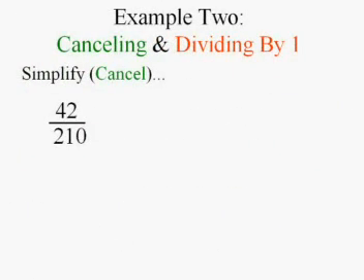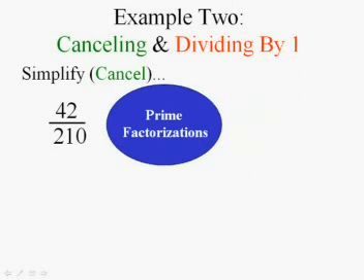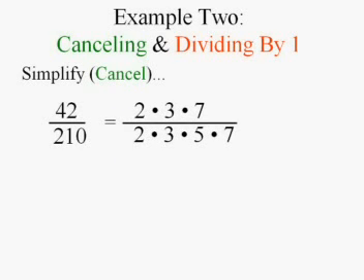How about something like this? Prime factorization is maybe a long way to go, but it's still going to work every time. If I break 42 up as far as it'll go and 210 up as far as it'll go, that's what I end up with. Now it's almost fun. You start salivating a little bit because you start picking off pairs. The 2s, the 3s, and the 7s.